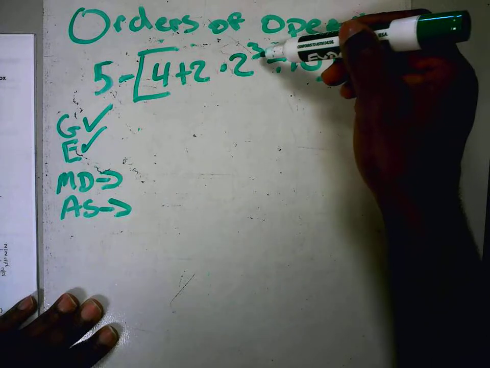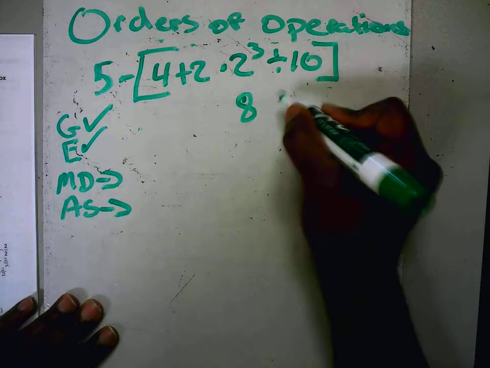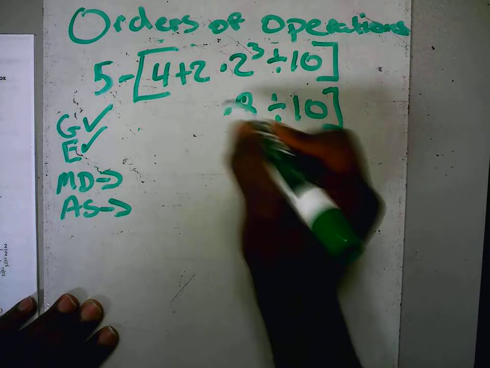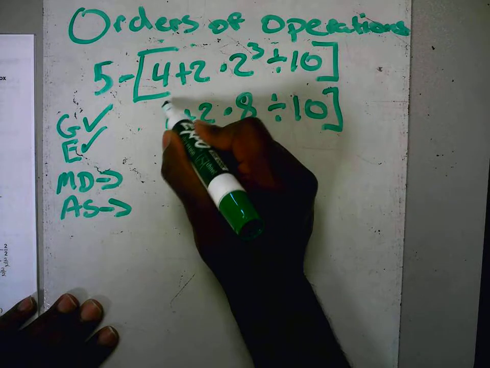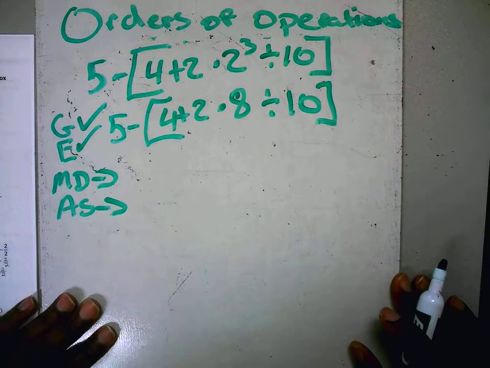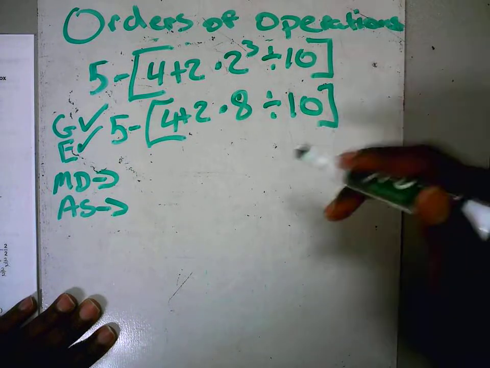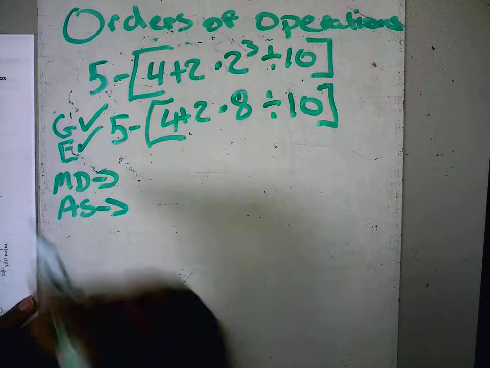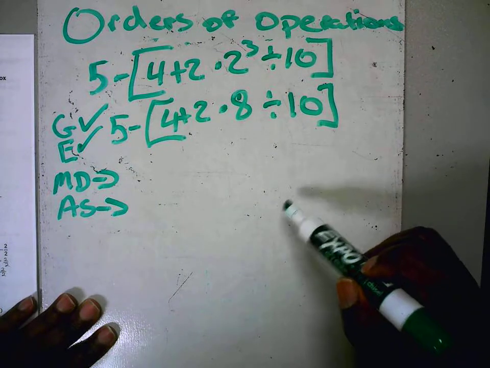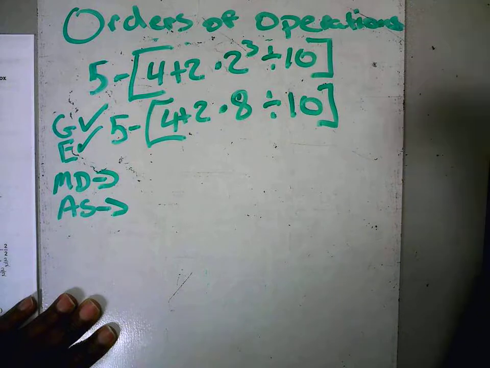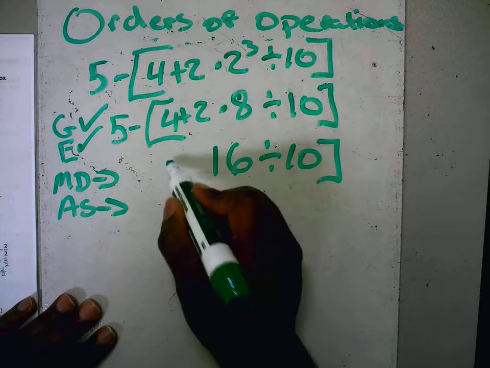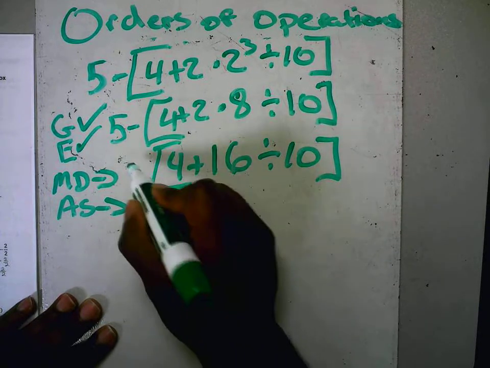2 cubed, or 2 to the 3rd power, is 8. So we'll write that again. Times 2 plus 4 bracket 5. Sometimes I write things in different orders, but I would like to make sure that I go back and check and make sure everything is the same. Now, I did my exponents. I see if there's multiplication and division. There is multiplication and division. And I will do 2 times 8 first because it's multiplication. So it's going to be 16 divided by 10, right? And that's going to give us 4 plus 16.